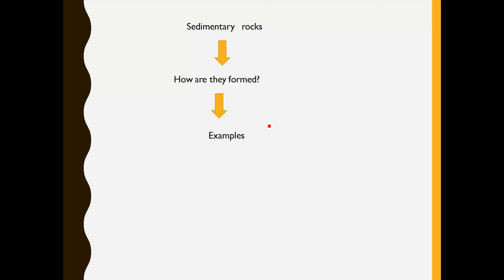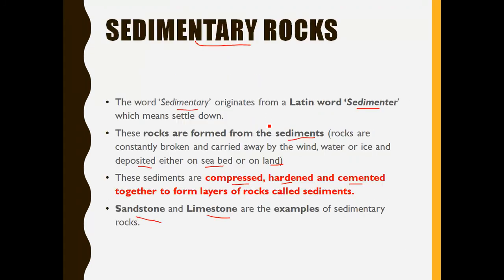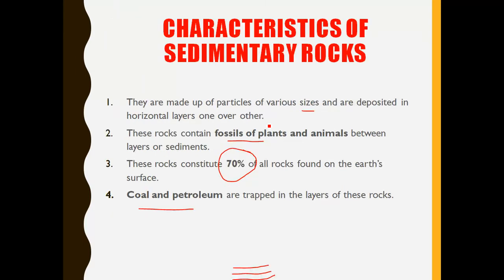Again, once you've seen these slides, try to answer what are sedimentary rocks, how are they formed, and give their examples. So very quickly, the word sedimentary comes from the Latin word sedimenta, which means to settle down. These rocks are formed from the sediments, which are compressed, hardened, and cemented to make the layers of rock. Examples are sandstone and limestone. Very importantly, the questions are asked: in which rocks do you find the fossils of plants and animals? Sedimentary. Which rocks are called the primary rocks? That is igneous. 70% of the rocks, the majority of the rocks, are sedimentary.